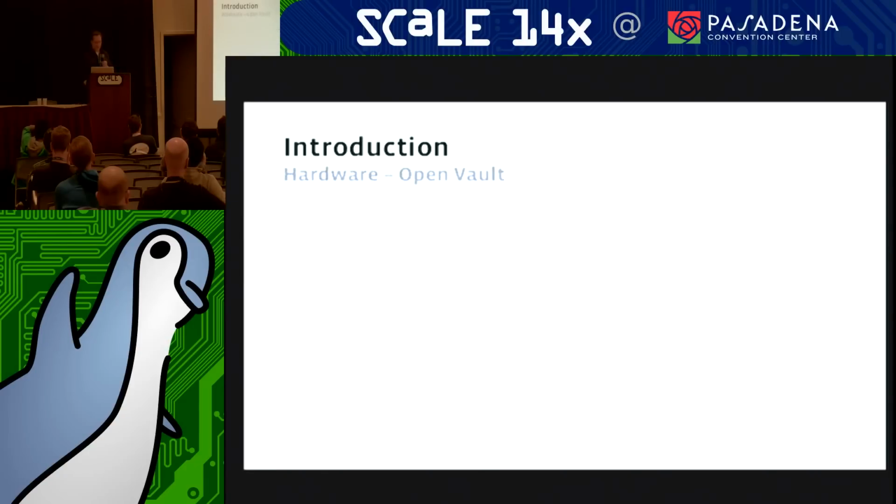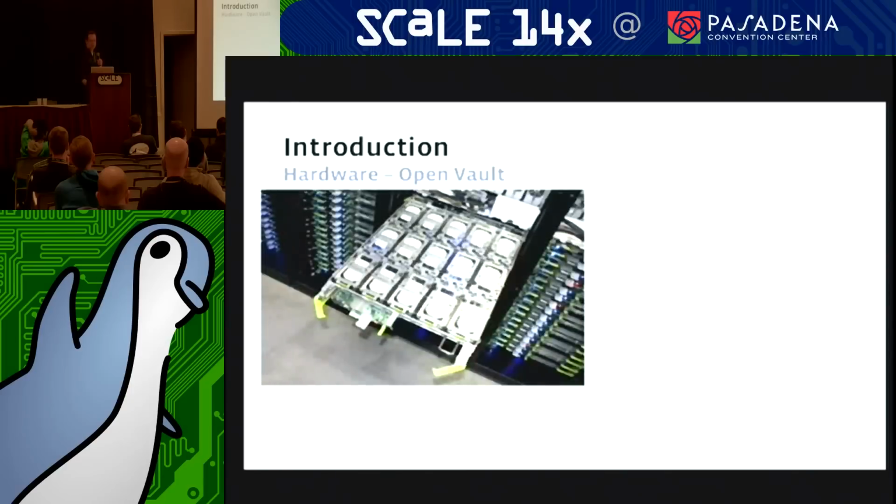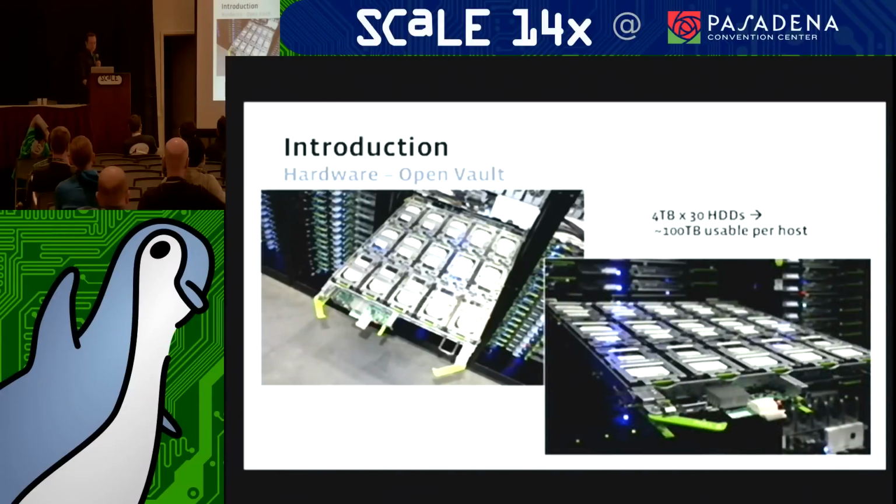So hardware, you'll probably have no surprise here. We're using Open Vault, which is an OCP solution. That's what one of the Gluster trays looks like. And currently we're using 4 terabyte drives. We have 30 of these in a machine, which is 100 terabytes usable per host. We divide these into 2 RAID 6 groups.